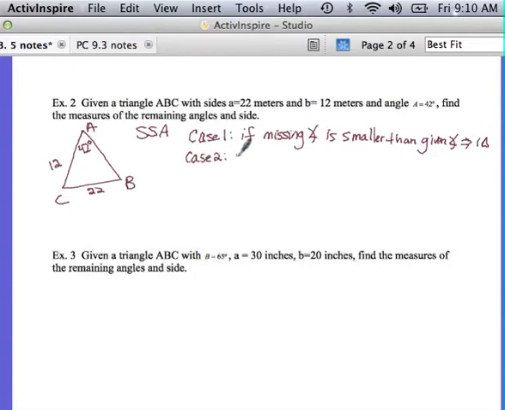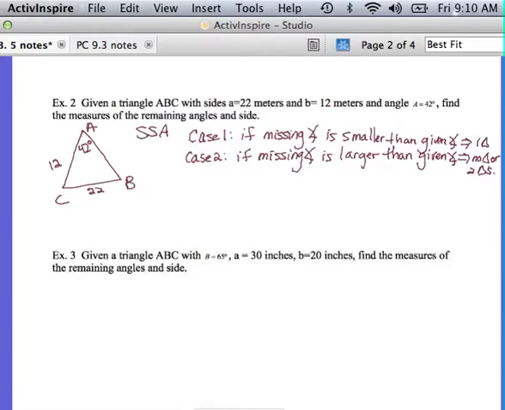Case 2, if the missing angle is larger than the given angle, then you have either no triangle or 2 triangles. So when you actually go to work it, in case 2, either it's going to work or it's not going to work. So let's go ahead and see which case we have.